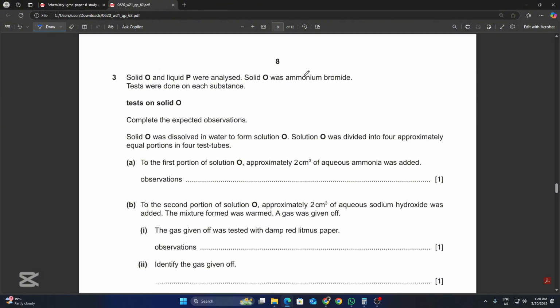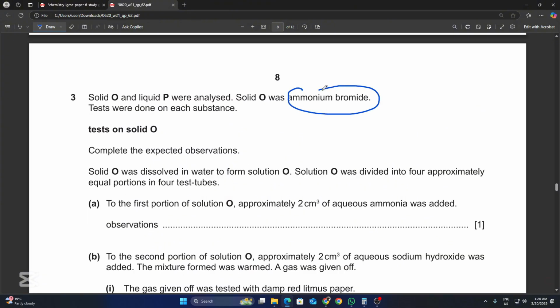Solid O was ammonium bromide. Now ammonium bromide, ammonium, which is NH4, do not mix ammonium. Ammonium, which ends with UM, and ammonia, which ends with an A, are different. Ammonia is NH3, this is NH4 positive. Okay, and it says ammonium bromide.